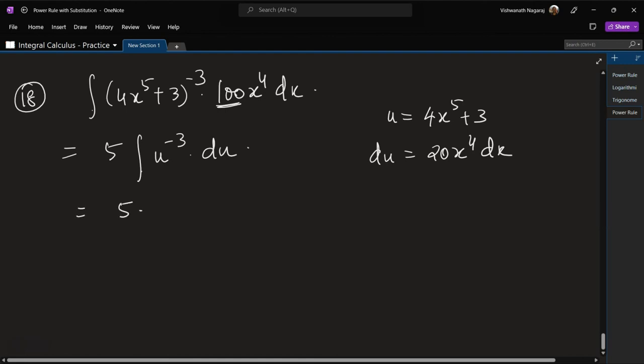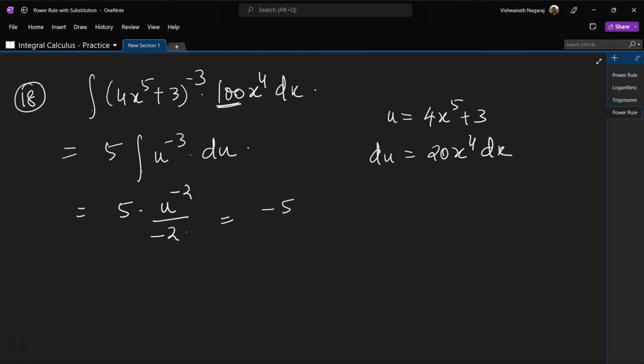So if we integrate it, we get u to the power of minus 2 by minus 2. So this becomes minus 5 by 2, and here the exponent is negative, so let's take it down and do the substitution. So 4x to the power of 5 plus 3 square plus c. So that is power rule with substitution. That's it.